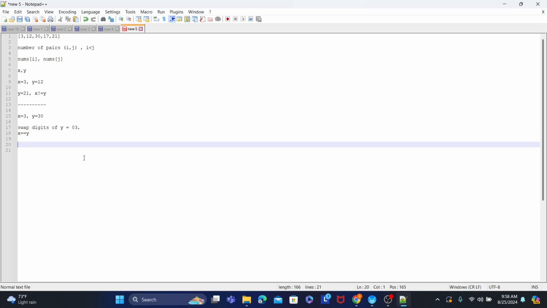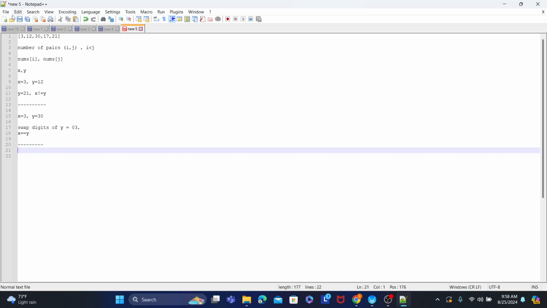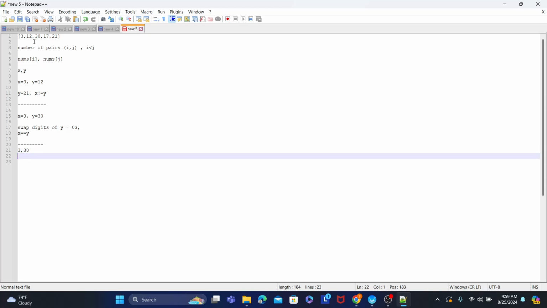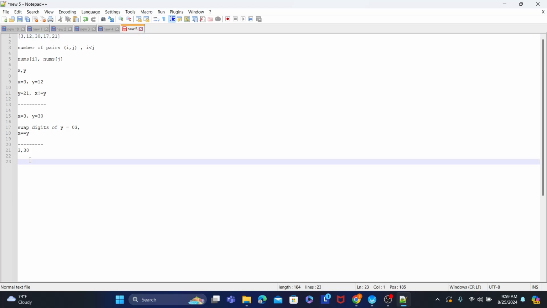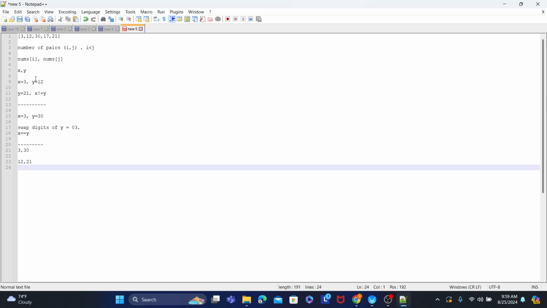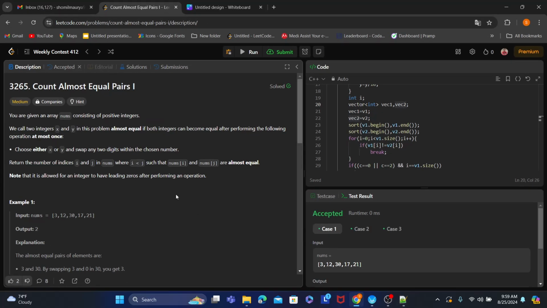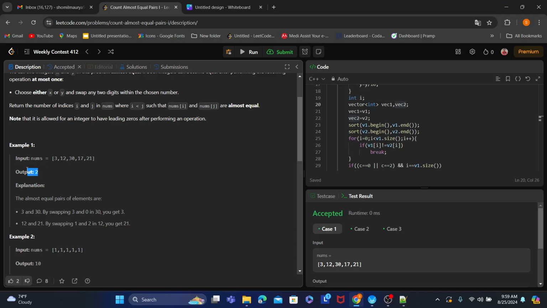So here, what can you see as the answer? Are 3 and 12 the answer? No. 3 and 30 can be the answer. 3 comma 30. What else can be the answer? We can see 12 and 21. If we swap the digits of 21, we will get 12. 12, 21. Any other answer? I think no. Output is 2. You see this.